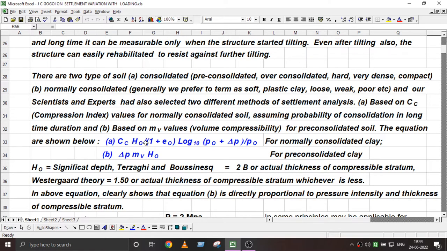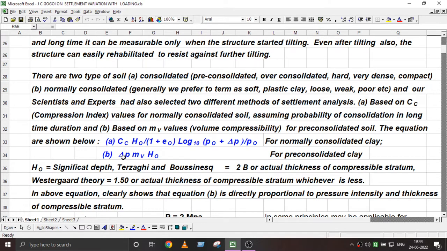Cc H0 divided by 1 plus e0, and the stress component is log of effective overburden pressure plus effective pressure, divided by effective overburden pressure. This equation is for normally consolidated clay.